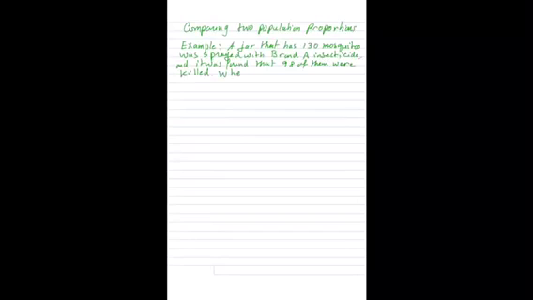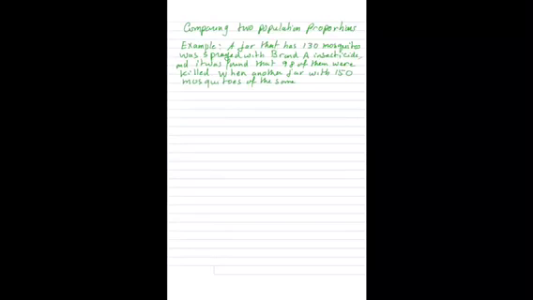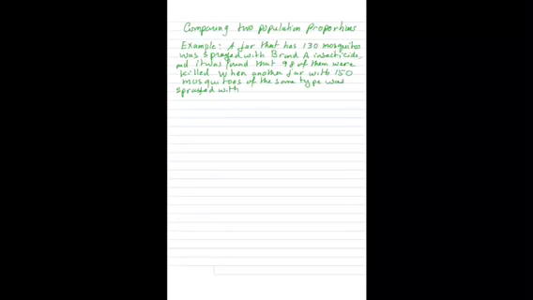When another jar with 150 mosquitoes of the same type was sprayed with brand B insecticide, it was found that 120 mosquitoes were killed.